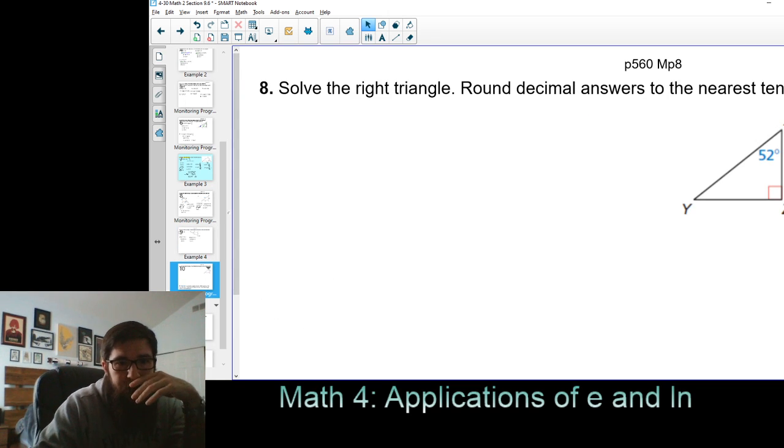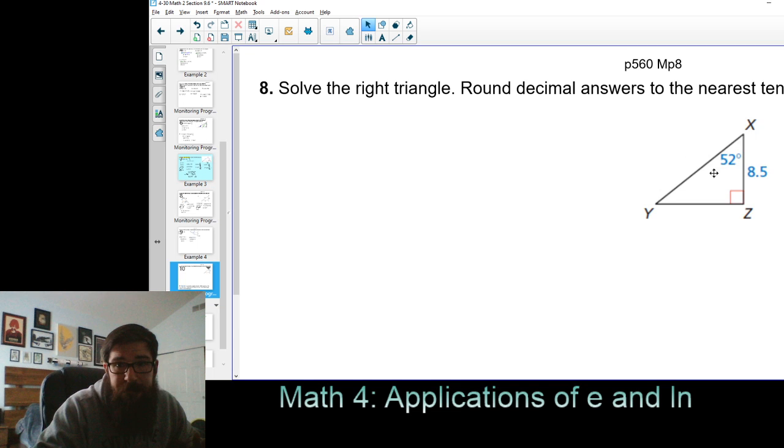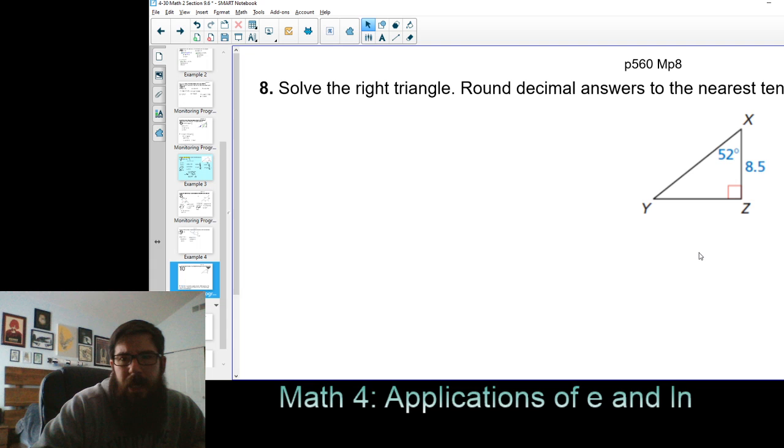All right. And yeah, we'll skip that guy. Okay. Last one for now, page 560, monitoring progress number 8. It's another similar sort of problem here. However, we've only given you one angle, 52. We've given you one side, 8.5. Nothing here is really labeled, so it's up to you to determine with these relationships a little bit.